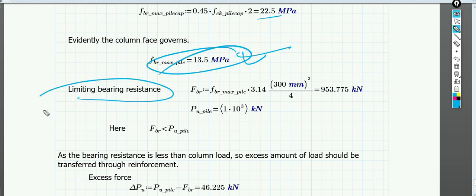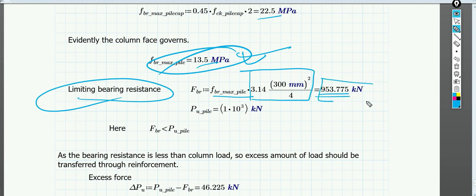So what is the limiting bearing resistance over here? This is 13.5 into the cross section area of the pile, which is pi d square by 4, which comes out to be 953 kilonewton. And what is the reaction that is coming from the pile? That is 1000 kilonewton. So it is slightly less, the difference is around 46 kilonewton. So in that case, what do we have to provide? We have to provide reinforcement, right?